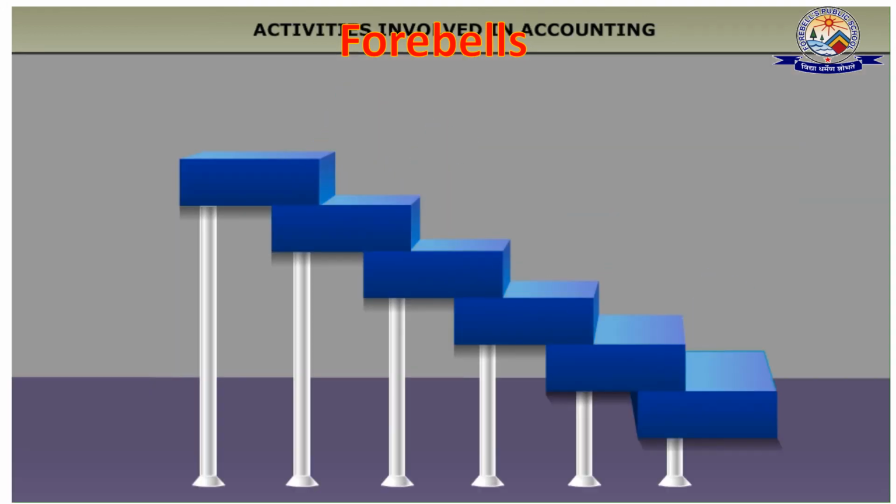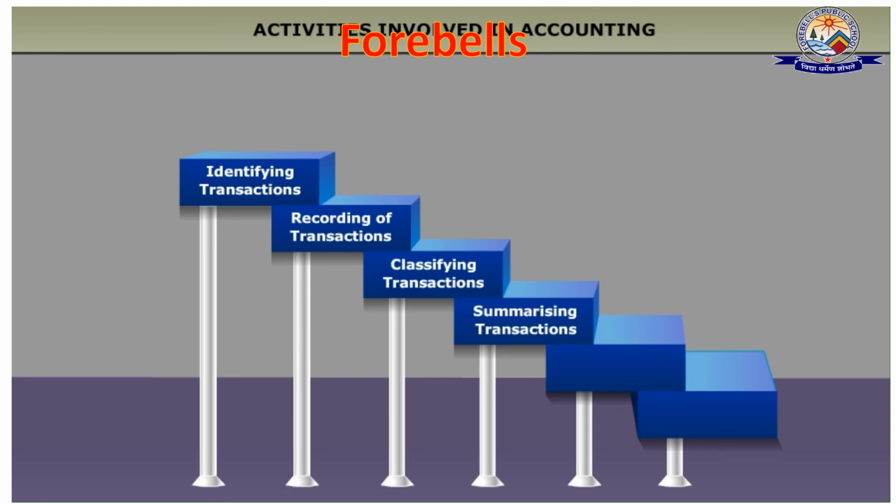Activities involved in accounting. First of all, transactions are identified. After that, recording, classification, summarization, and analysis is done. Finally, the financial records are communicated to the users.